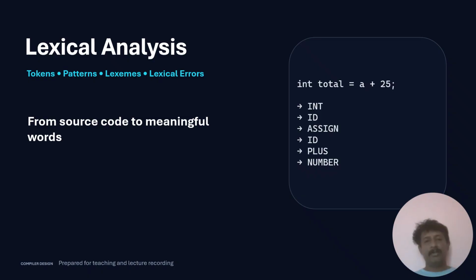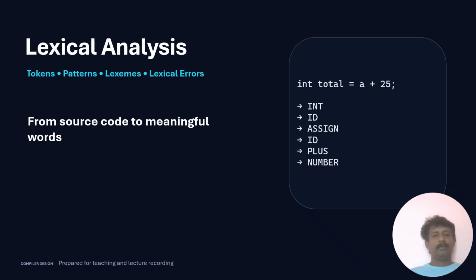Today we are going to learn about the lexical analyzer in compiler design. The name sounds difficult, right? But the idea is very simple. Lexical analyzers read your program and break it into small meaningful parts. These parts are called tokens. Lexical analysis is the first phase of a compiler. Whenever we give source code as input, the lexical analyzer generates the tokens.